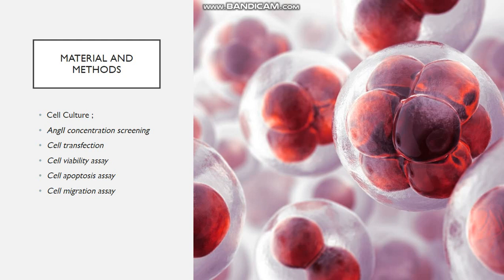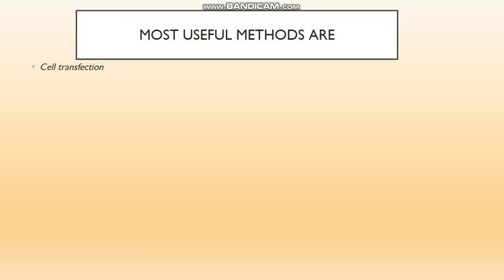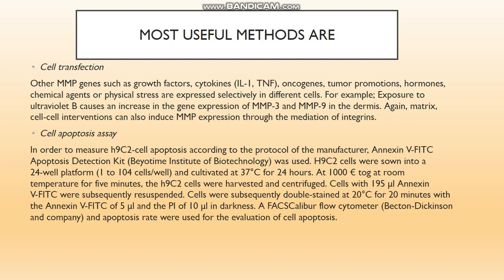Material and methods. Actually, this is one of the most interesting parts of this slide. As you may see, there are 7 materials and methods for it. For example, cell culture, ANG2 concentration screening, cell transfection, cell viability assay, cell apoptosis assay, cell migration assay. So, let's begin with the most useful one, cell transfection.